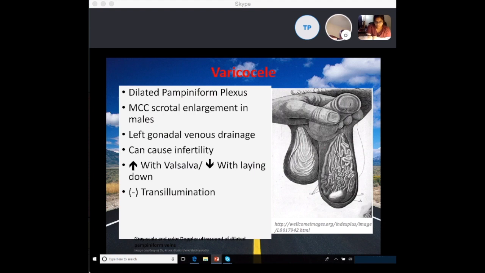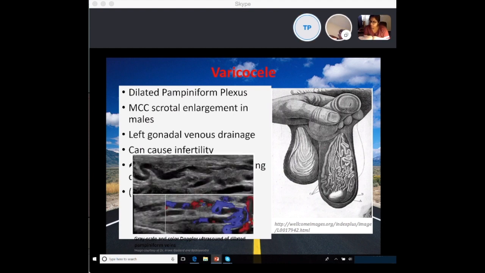Okay. Any questions on varicocele? Oh, and I have here a Doppler that is showing increased Doppler flow down here, but also here it's showing the increased space within the testicular veins.